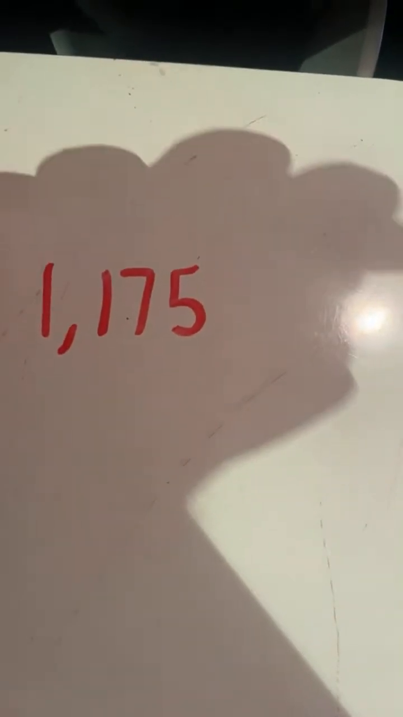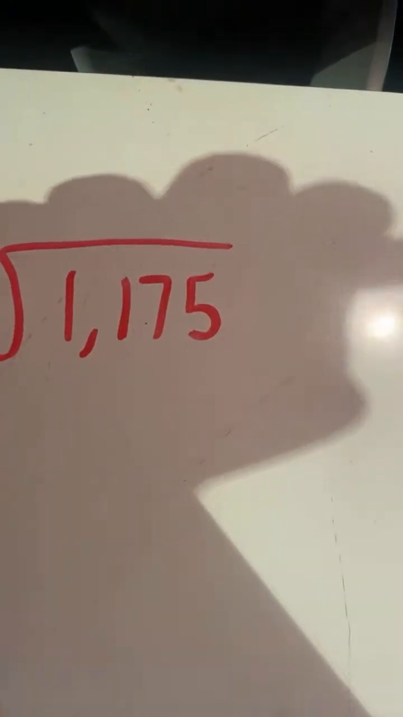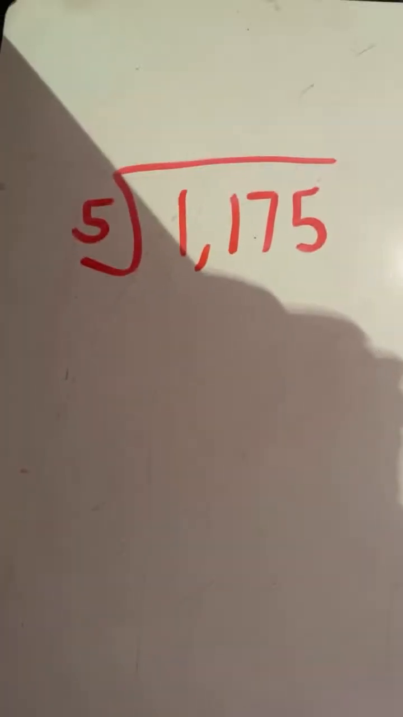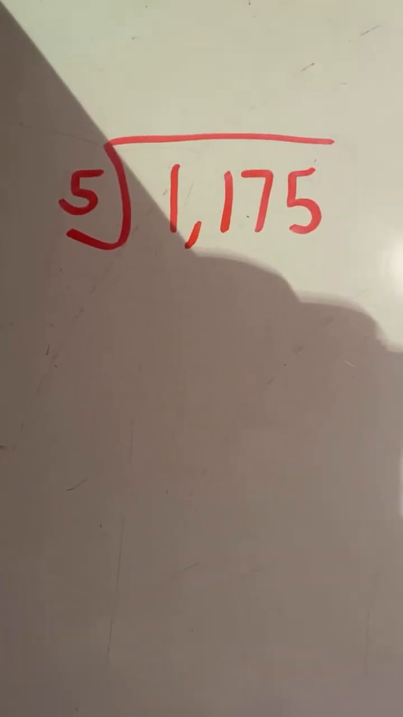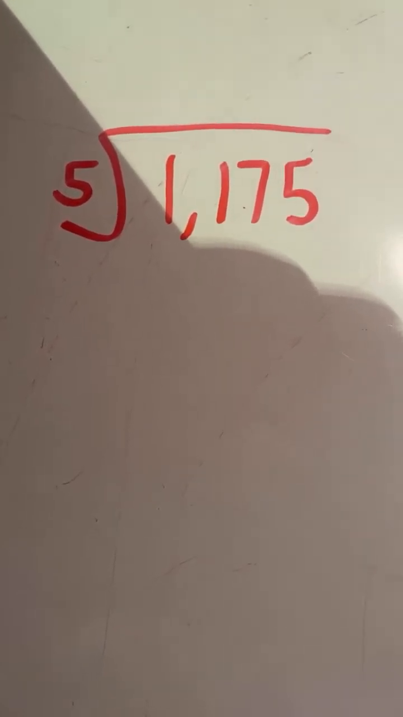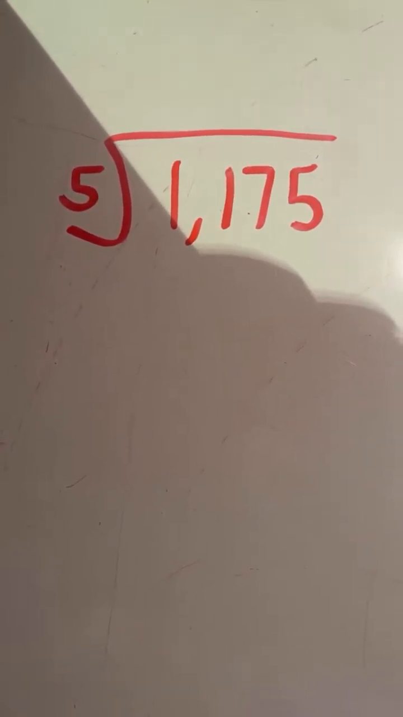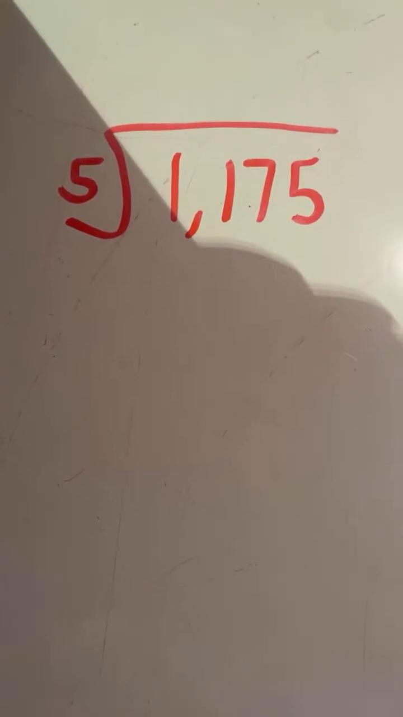Alright, next problem. Make it a little more of a challenge. 1,175 divided by 5. Again, we want to start by dividing by the smallest number possible. And the only rule is the number inside the square has to be equal to or bigger than the number outside. So for this problem, we cannot start out with one digit by one digit division because 5 is bigger than 1.